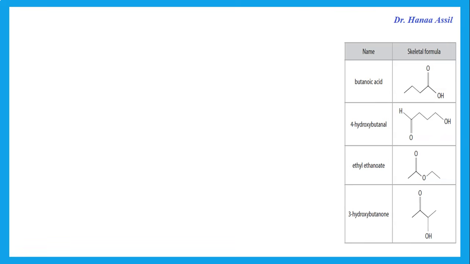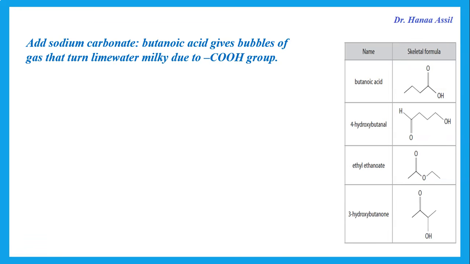Which test do we want to start with? Let's start with the chemical test for acid. What is the chemical test for acid? For butanoic acid, we should add a carbonate, like sodium carbonate. It gives bubbles of gas that turn lime water milky. This is due to the carboxyl group in the butanoic acid.